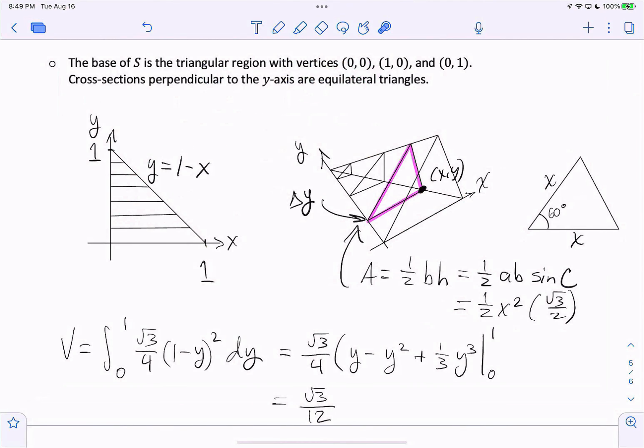After solving for x and replacing, we get that the volume is equal to the integral from 0 to 1. That's the interval on the y-axis for the region, times the quantity (1 minus y) squared dy. And the answer ultimately is the square root of 3 over 12.